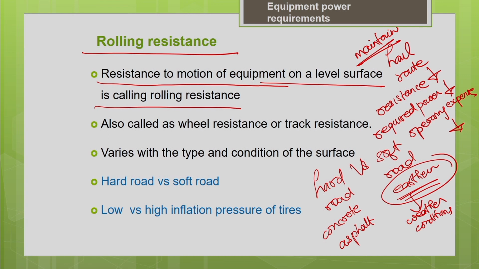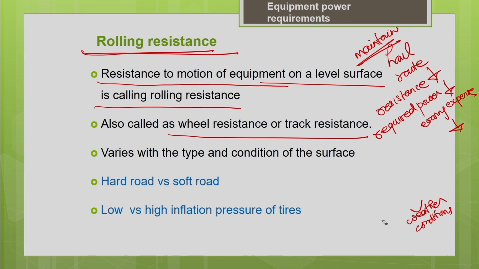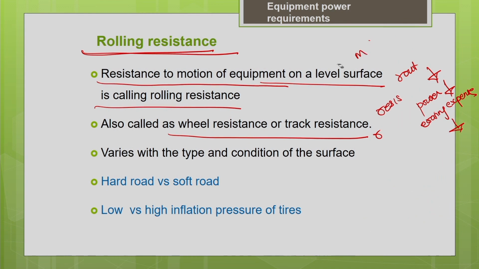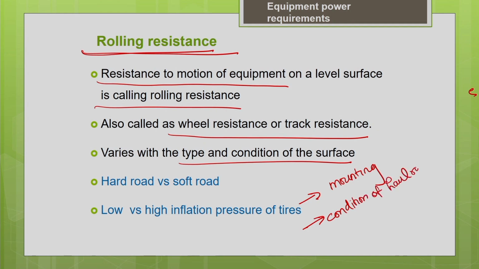So, basically this rolling resistance, you can even call it wheel resistance or track resistance, depending upon what type of mounting your machine is going to have. It may be a wheel mounted machine or a crawler or track mounted machine. According to that you can call it wheel resistance or track resistance. As I told you, it varies a lot with the type and condition of the surface, and it also depends upon the mounting and the condition of your haul route.